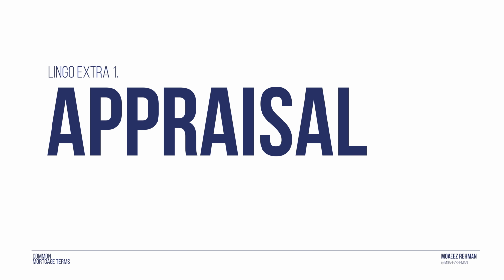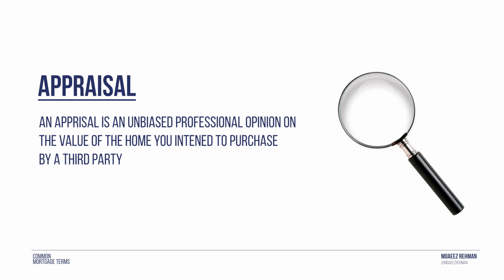In addition to the terms outlined in this home buyer guide, I have put together a few extra terms that are commonly used in mortgage lingo. First off, you have the appraisal. An appraisal is an unbiased professional opinion on the value of the home you intend to purchase by a third party. Oftentimes, when you apply for a mortgage, it is contingent upon the appraisal value coming in at or higher than the purchase price. Pretty much what the bank wants to do is make sure that you have not overpaid for the property they are going to mortgage.